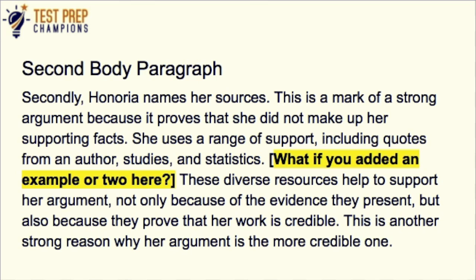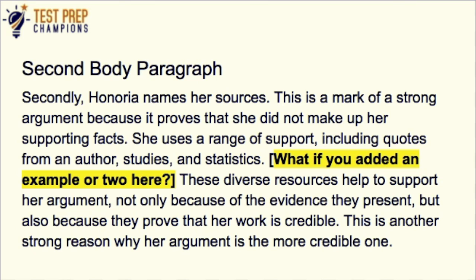So you start off by saying, secondly, Honoria names her sources. This is a mark of a strong argument because it proves that she did not make up her supporting facts. She uses a range of support, including quotes from an author, studies, and statistics. So my idea here was, what if you added an example or two in here, right?